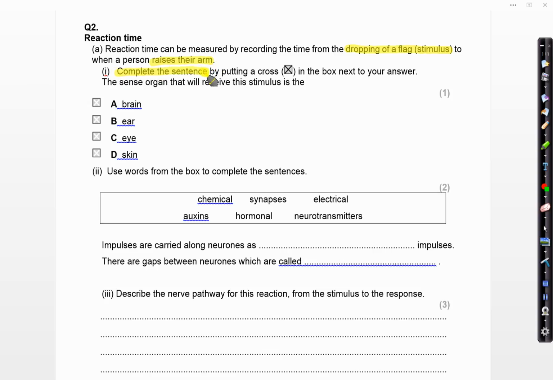Complete the sentence. So complete the sentence by putting across, these are 1 mark answers. The sense organ that will receive this stimulus is. So how is the person going to sense the dropping of the flag? Well, they're going to see it. So light energy is going to be entering the eye. So that's the correct answer there.